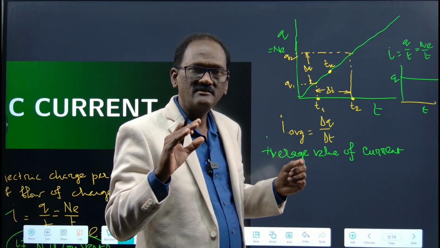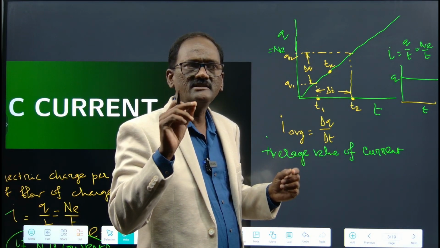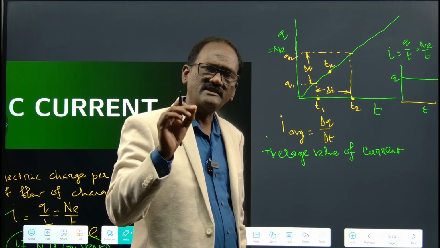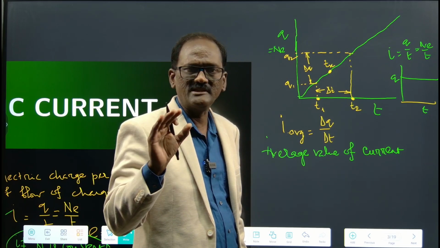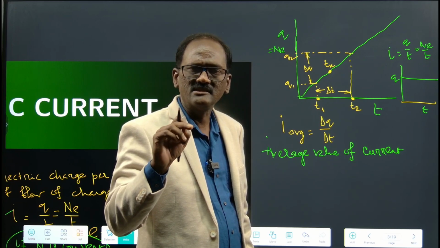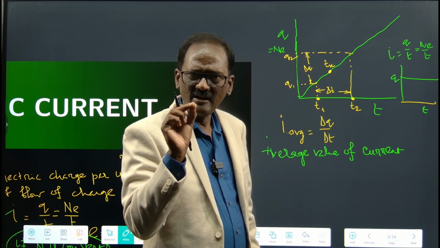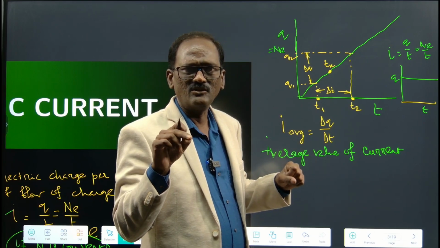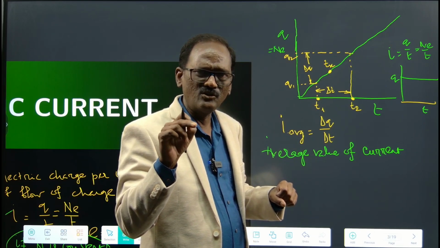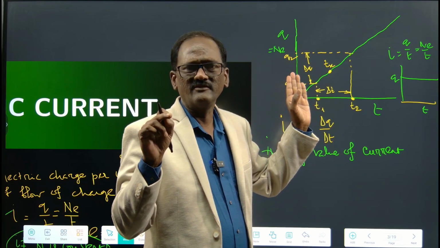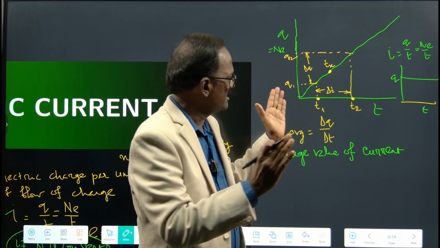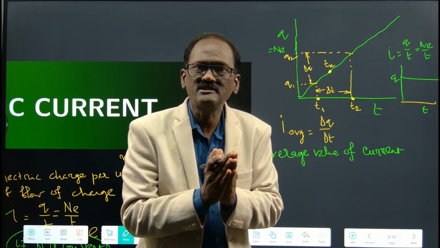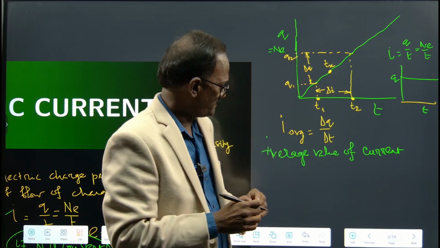Practically, we cannot achieve delta T equal to 0 because any time can be split into some split seconds. Any seconds can be split into some split seconds. So I cannot reach 0. Instead, I will have a minimum time interval value. I can approximate it as 0. If I approximate it as 0, I can say it is the instant value or instantaneous value, right? What I am doing, I am making delta T approach 0, right?